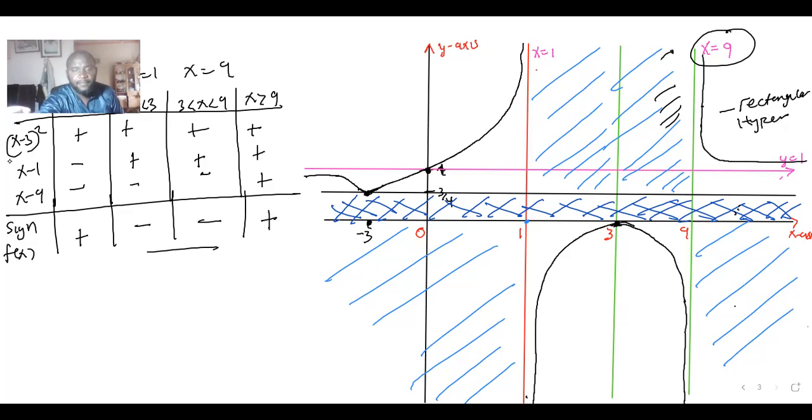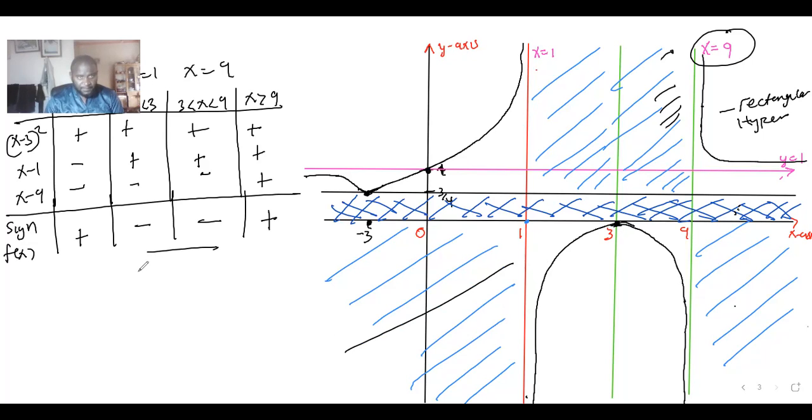How do you know that it is a parabola? How do you know that it's a rectangular hyperbola? Yes.